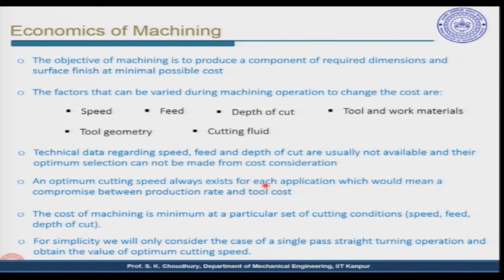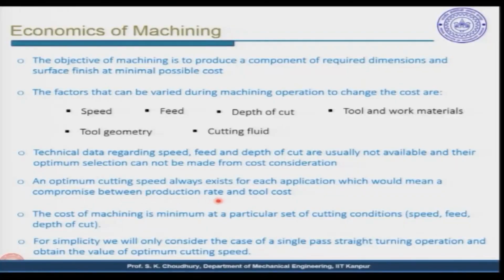the tool cost. What does it mean? Let me explain it to you. When you are producing at a higher speed, you will always get more material removal rate, or less time required to produce that part. So, your production rate will be higher. If the production rate is higher, in that case the profit will be more.